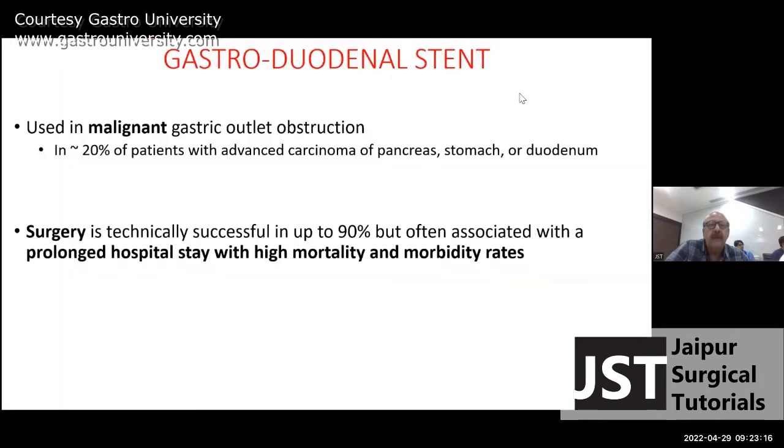And gastroduodenal stents, again, malignant gastric outlet obstruction is the indication, because of carcinoma of the pancreas, stomach, or duodenum. Surgery is technically successful in up to 90%, but it has a prolonged hospital stay with somewhat higher mortality and morbidity rates. Non-surgical treatment in a non-operable malignant condition is always better for palliation than surgical means.